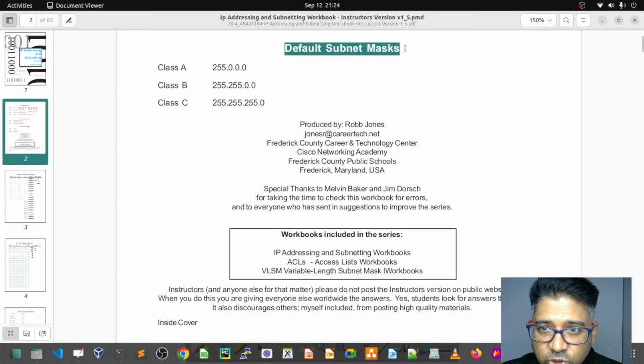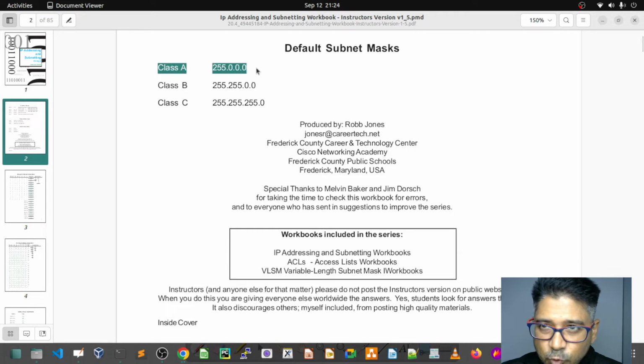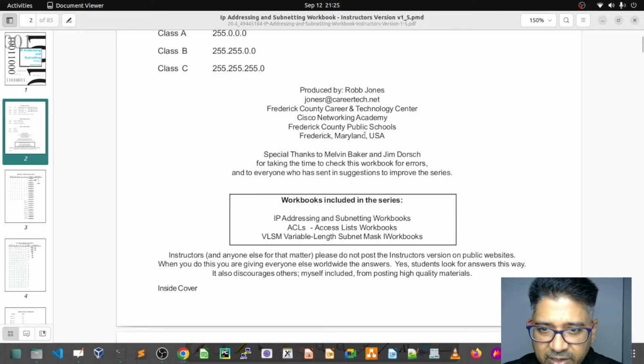What are the default subnet masks? We have discussed this so many times. Class A, 255.0.0.0. Class B, 255.255.0.0, two octets. Class C, we practiced many times, 255.255.255.0. These are the default subnet masks. They are not custom. When we customize them according to our use, that is called subnetting, but this is the default. So till here clear, guys?